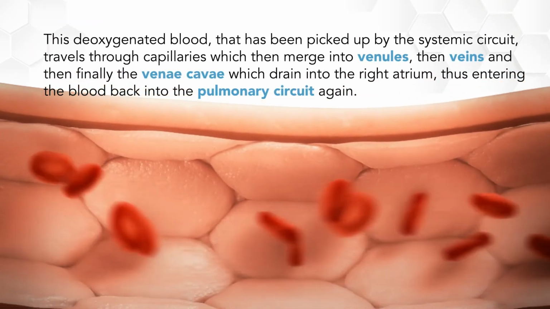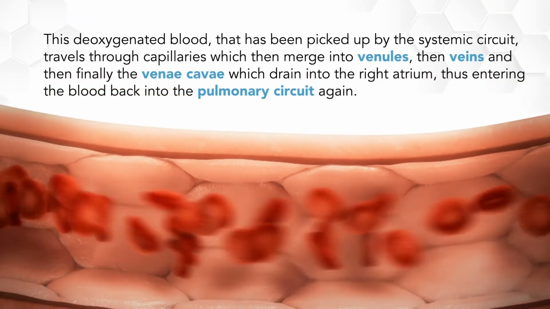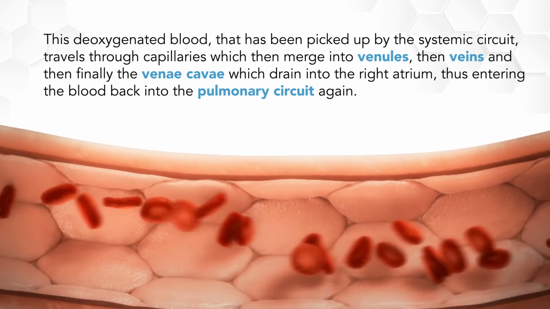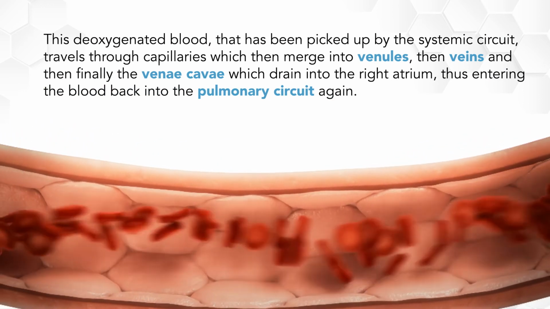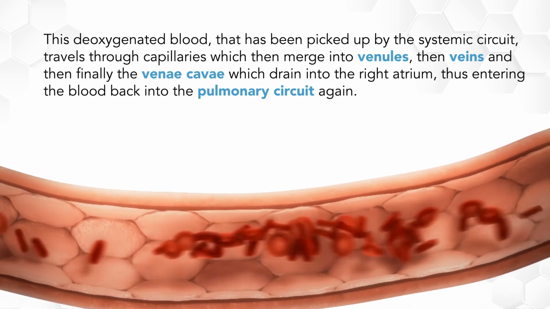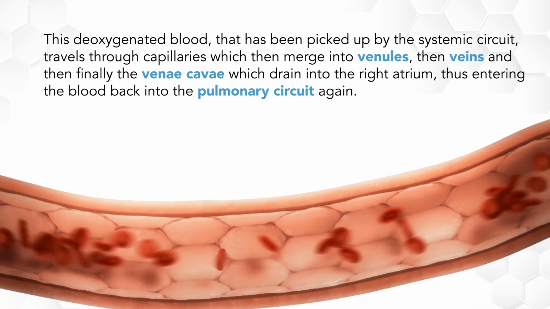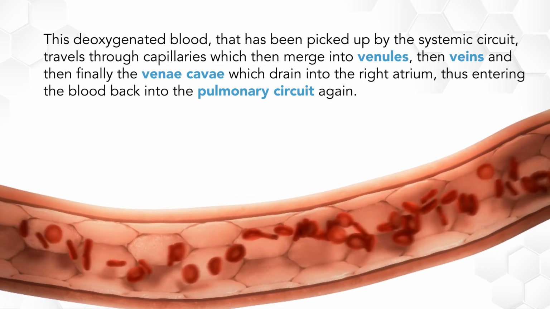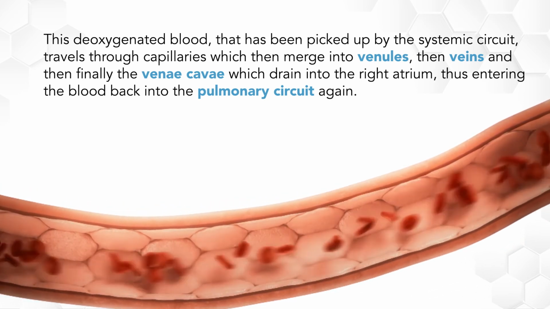This deoxygenated blood that has been picked up by the systemic circuit travels through capillaries, which then merge into venules, then veins, and then finally the venae cavae, which drain into the right atrium, thus entering the blood back into the pulmonary circuit again, starting the whole process again.